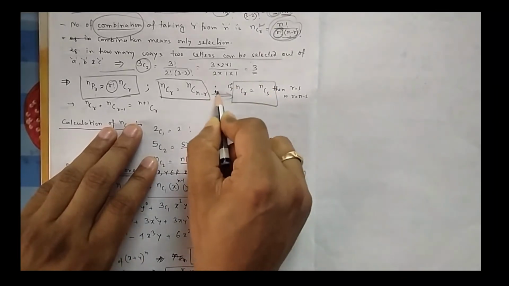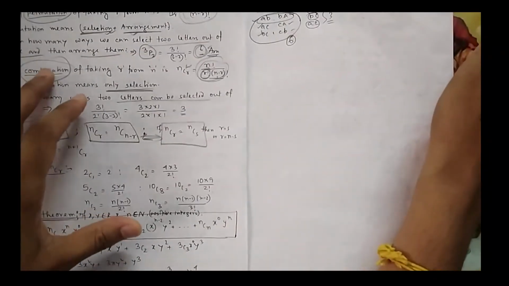Now one more property which is very important, this and this one are almost the same. So we will try to understand this property. Physically also it has a physical significance. So what is the physical significance of this one? Suppose there is a class of 10 students.